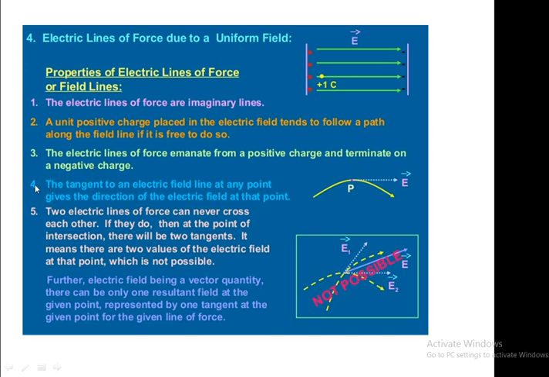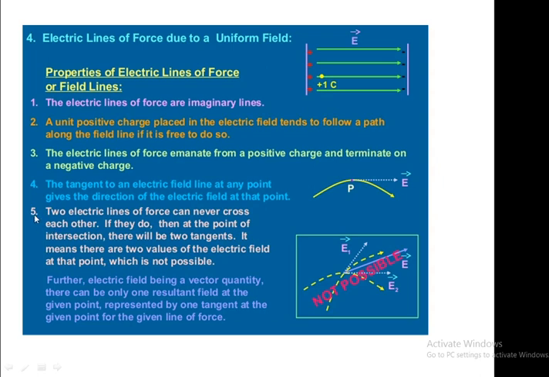The fourth property. Tangent to an electric line at any point gives the direction of electric field at that point. You see an electric line, this yellow curve shows an electric field line. P is a point on this electric field line. To get the direction of electric field intensity at P, simply draw a tangent. The dotted line shows the tangent.